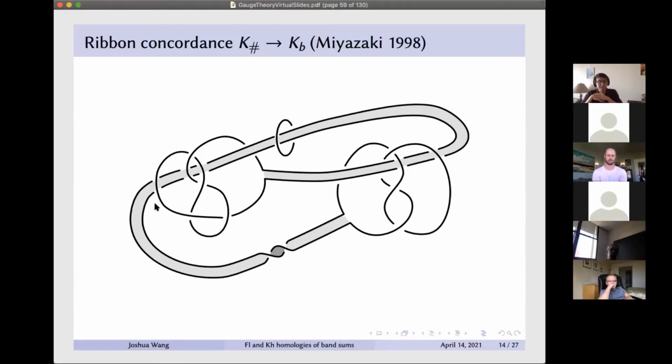Now I can freely pass the band through the knot as many times as I'd like, just using saddle moves and isotopies, remembering to always pick up an unknot each time I do it. In this example, I do it 3 more times, until the band is trivial. Then I can slide these unknots off of the end and cap them off, each with a death. And I end up with K sharp. That's Miyazaki's ribbon concordance construction.